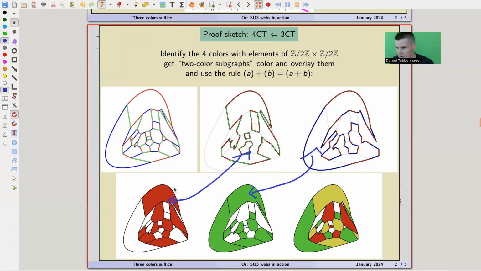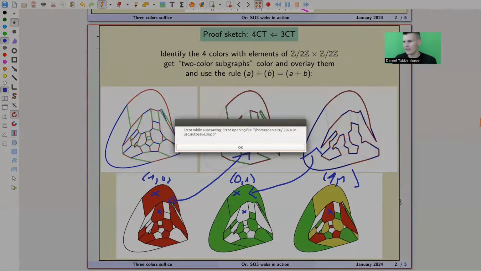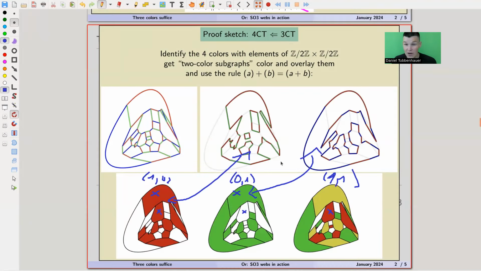So here, the top face is filled blue, blue, red, green. So red, let's say, is 1, 0, green is 0, 1, then the sum should be 1, 1, and let's say that's yellow. And white here is 0, 0, so whenever you have something like red and white, it will be red. So you're using exactly the same rule again, and it's really just reading it backwards, making a choice how to split your colors.